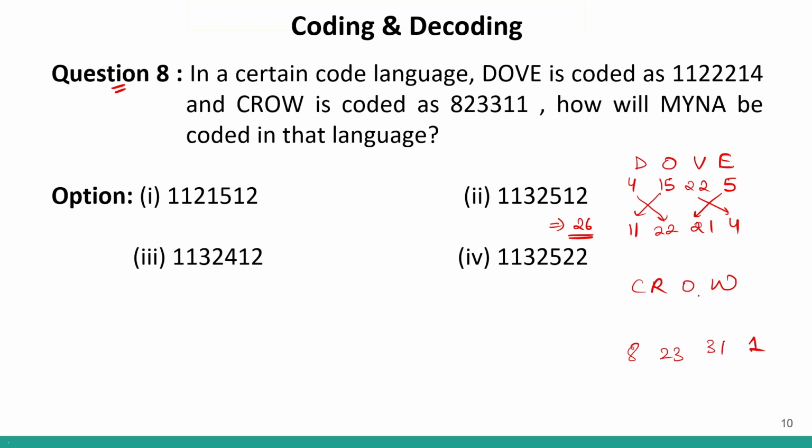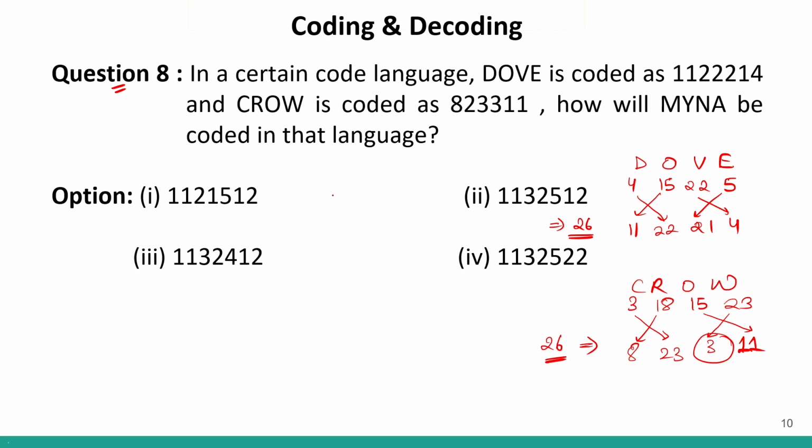So for crow, if I see, this is C, the code is 3. For R, the code is 18. For O, the code is 15. And for W, the code is how much? For W, the code is 23. Correct? So if I look over here, 18 plus 8 will give me 26. This also will give me 26. 15 and 1 will give me 26. But 23 and 31, how did I get 31 over here? This is 3 and this is 11. So 15 plus 11 will give me 26 and 23 plus 3 will give me 26. So now also the sum is 26.